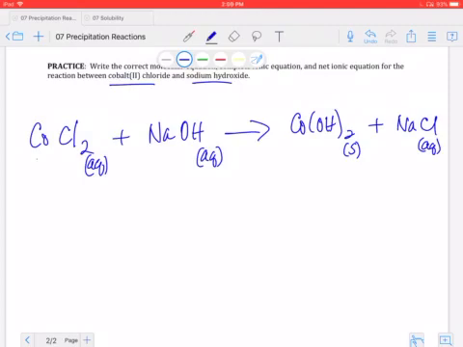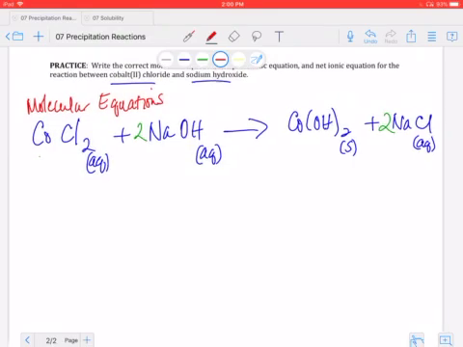You do want to make sure to balance it. So I'm going to go ahead and come in here and balance this. I'll put a 2 here and a 2 here. So this would be my complete molecular equation. I've got all the pieces identified, I've balanced it, and labeled the states for each of my substances. Next one that we would do would be the complete ionic equation.